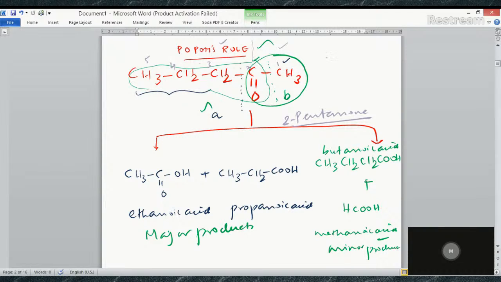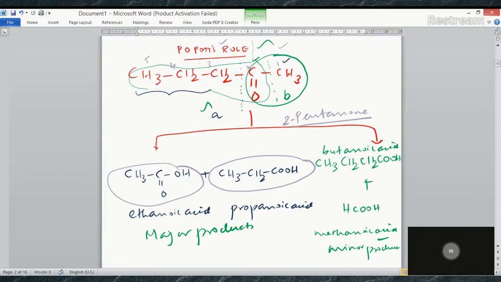According to the Parfit suggestion, the C double bond O is leaving along with the CH3. So the cleavage is A-type cleavage. The CH3 C double bond O part can give ethanoic acid, and the CH3 CH2 CH2 part can give propanoic acid.